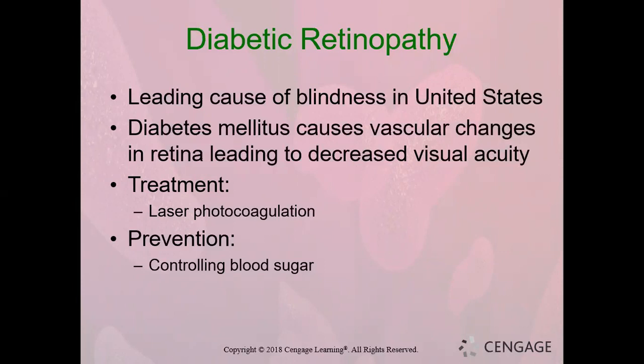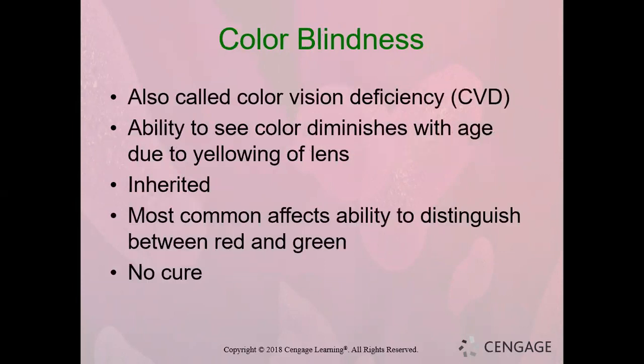And so that's going to cause damage. Color blindness is the inability to see color, and it can come with age, but it also can be inherited. Most people who are colorblind have a problem that affects their ability to distinguish between red and green, and there is no cure for it.